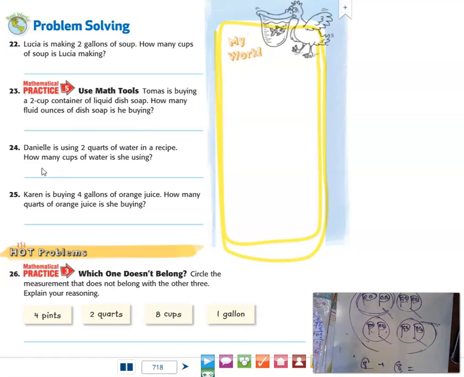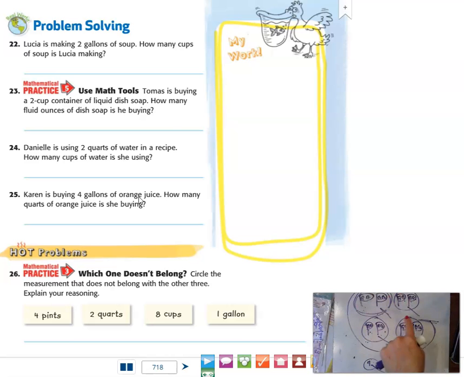2 quarts of water, how many cups? So now I'm going to have 2 quarts. Use my visualization. 1 quart has, what am I doing? Cups. 1, 2, 3, 4. 4 pints there. 4 pints there. How many pints does that give me in all? Danielle is using blank cups of water. Karen is buying 4 gallons of orange juice, so I'm going to draw 4 G's and figure out how many Q's I need in each G. And then I'm going to write Karen is buying blank quarts of orange juice to write my complete sentence there.